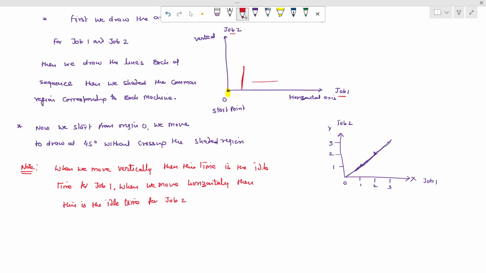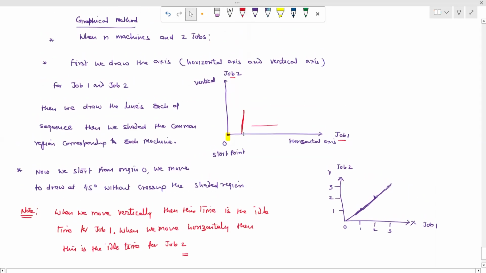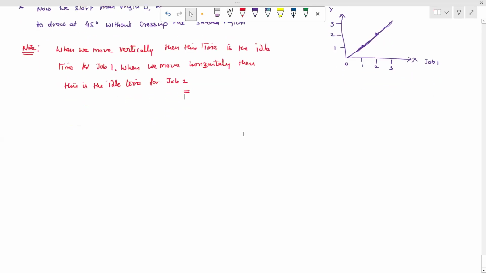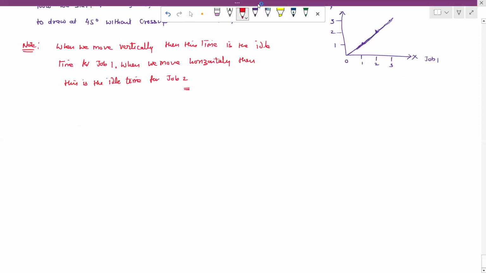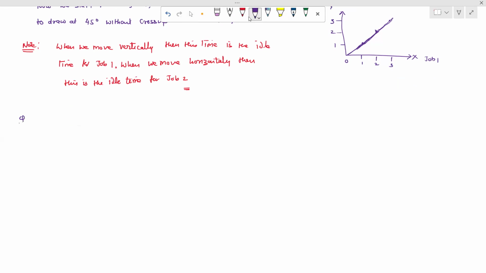Now we take one problem based on this, so we can understand the graphical method for solving problems with n machines and two jobs. We take one question so we can explain things in the example. Given that job 1 and job 2 have the sequence of machines.